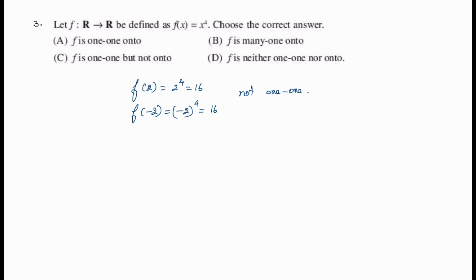Now let us check whether it is onto or not. We know that x power 4 is a positive number and f is from R to R. And in the codomain, we have negative numbers also. So for negative values, we don't have pre-images. Therefore, it is not onto. f is neither one-one nor onto. D is the correct option.